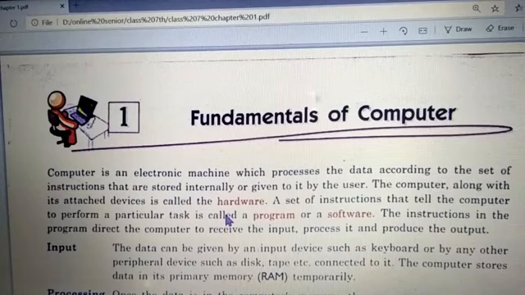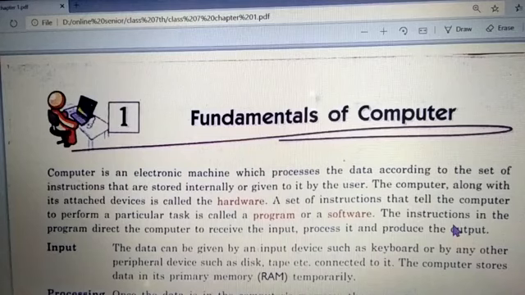Now next is the set of instructions that tells the computer how to perform a task, right? That is called a program or software. The instructions in the program direct the computer to receive the input, process it, and produce the output. So these are the instructions that tell the computer to take the input, process it, and give the output.